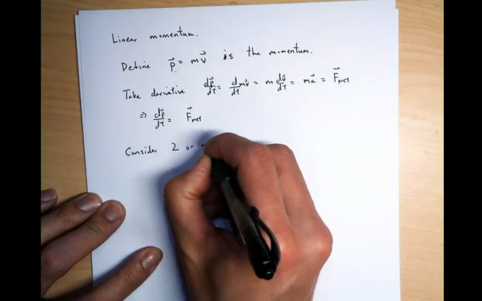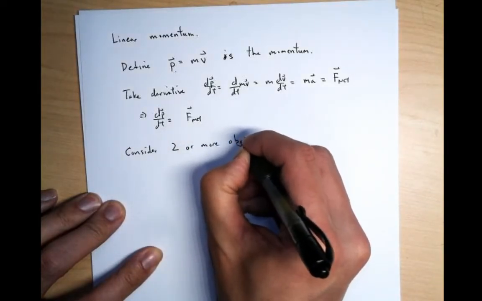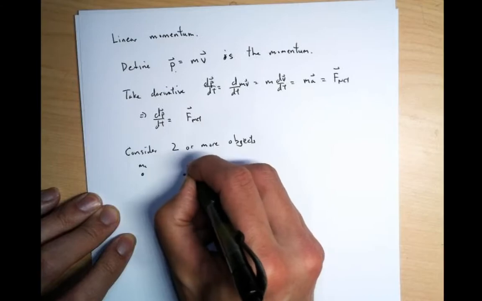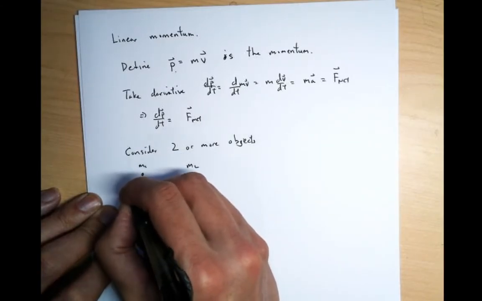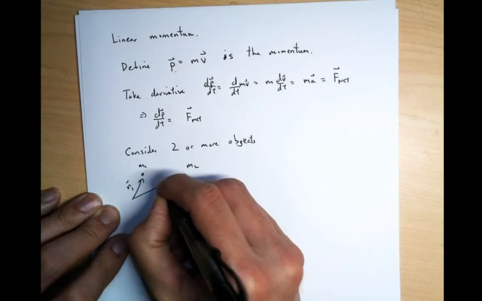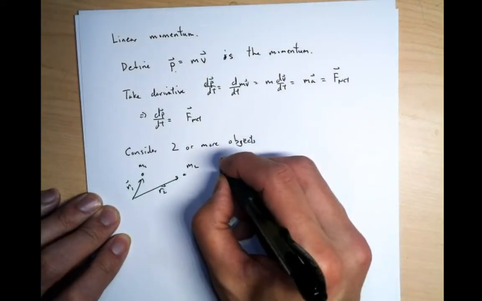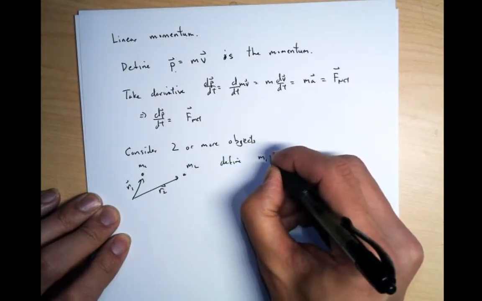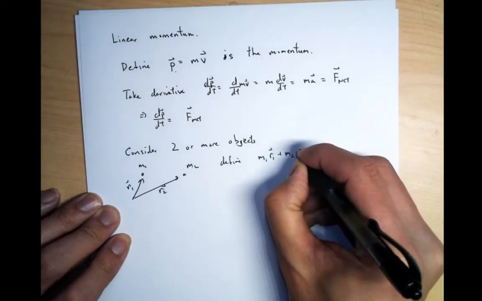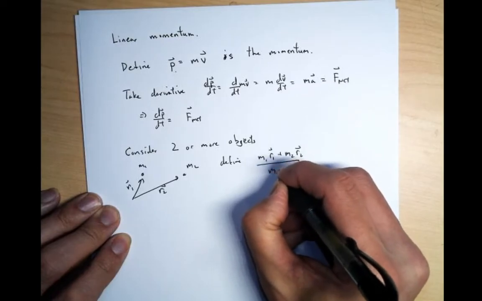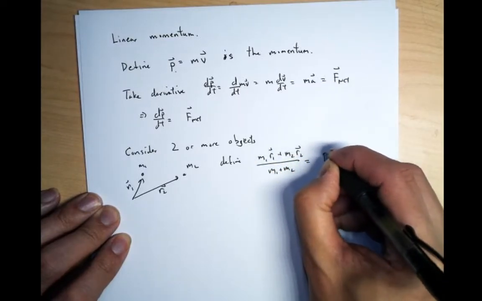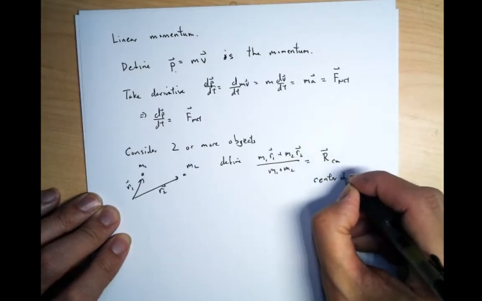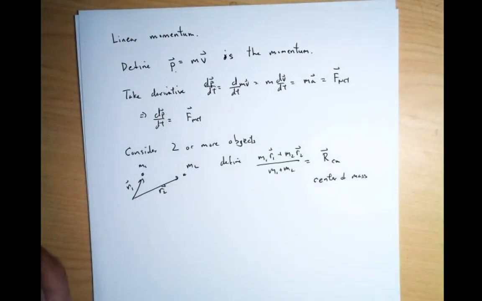So let's consider two or more objects. M1 is here, M2 is there. This is R1 vector, R2 vector, say. And we define (M1 R1 vector plus M2 R2 vector) divided by (M1 plus M2) as R_CM. This is the center of mass, right? Or at least the position of the center of mass.